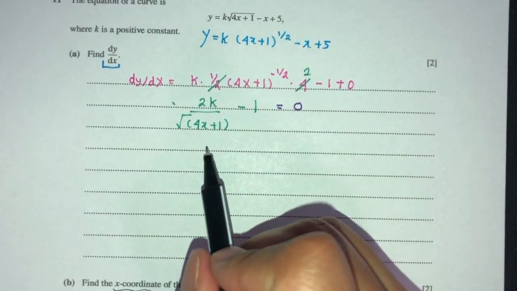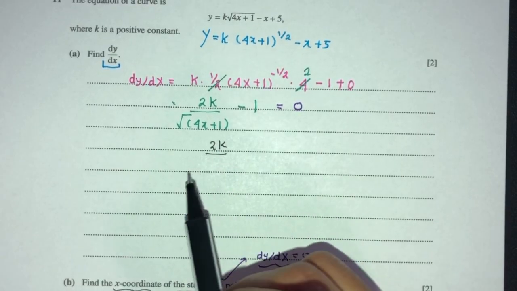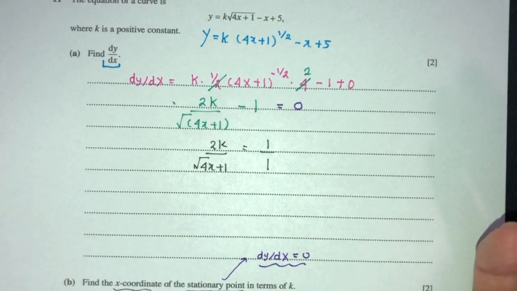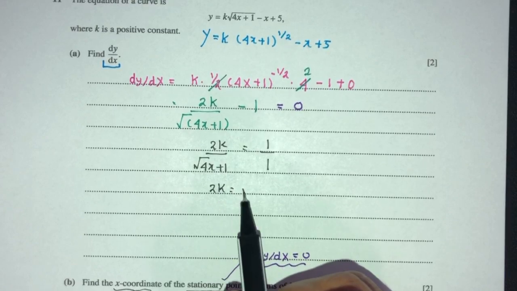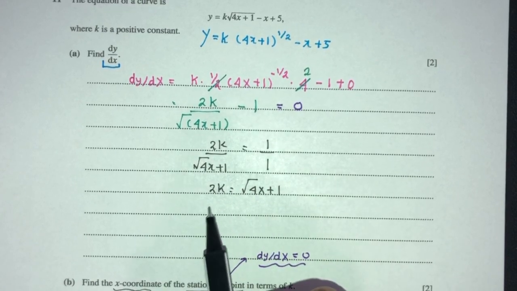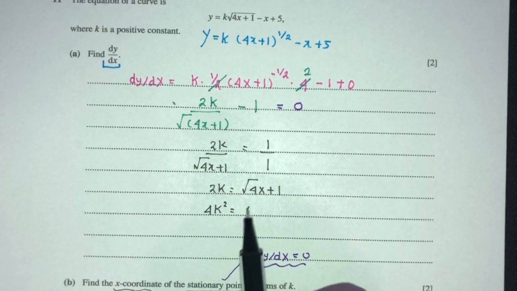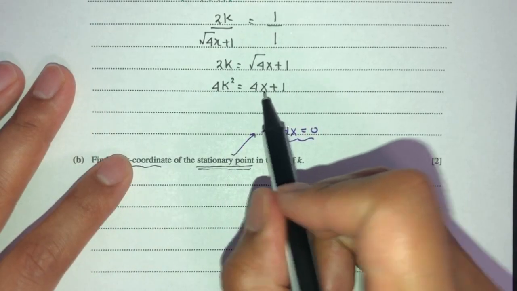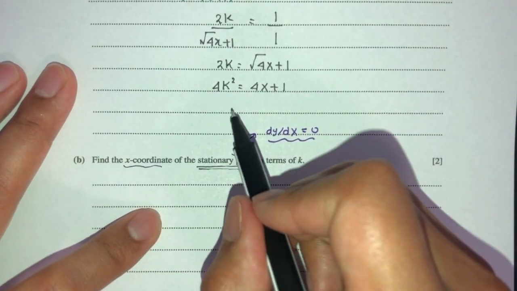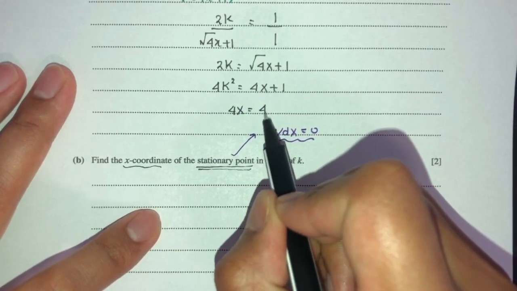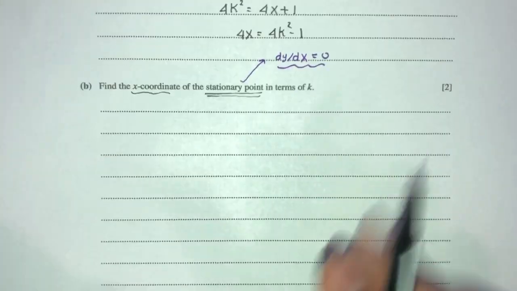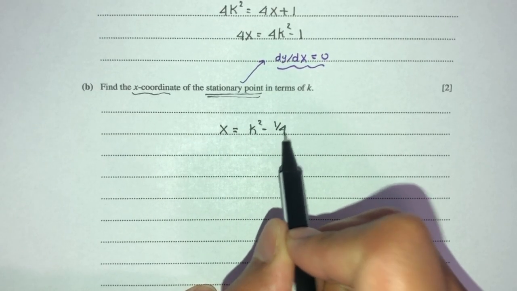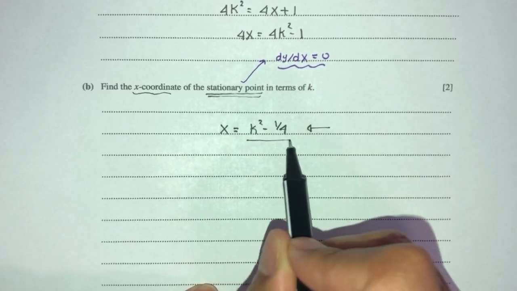I send this over here. You will have 2k over root 4x plus 1 equal to 1. Now we can cross multiply. That will become 2k equals root of 4x plus 1. Square both sides, that will become 4k squared is equal to 4x plus 1. Simplify. We have to make x the subject, right? Here we have to find the x coordinate. That will become 4x is equal to 4k squared minus 1. So finally, dividing by 4, x will become k squared minus 1 over 4. And this is your answer for part B.